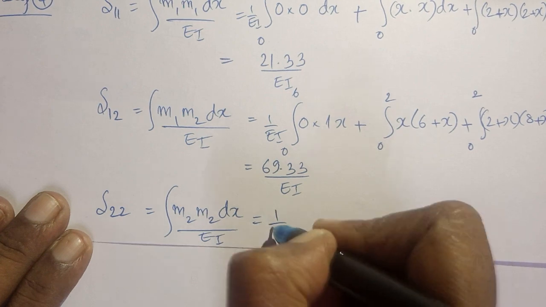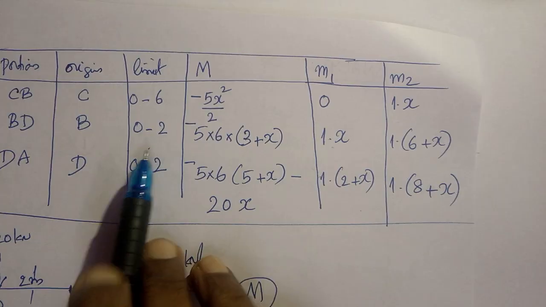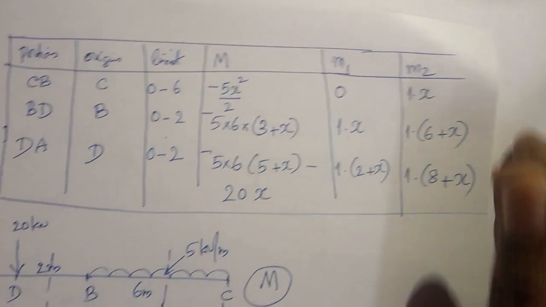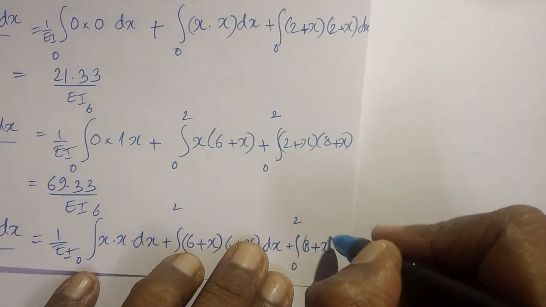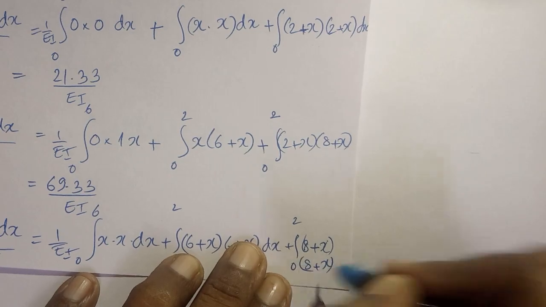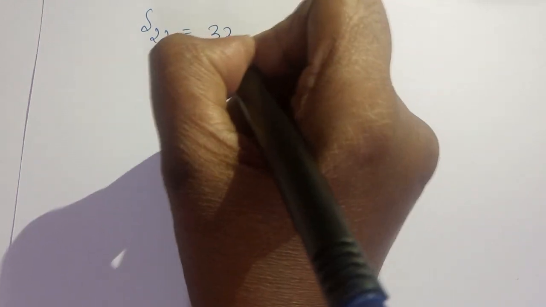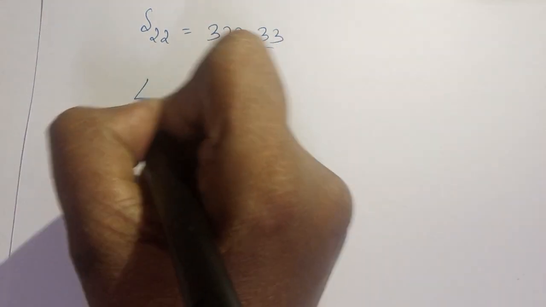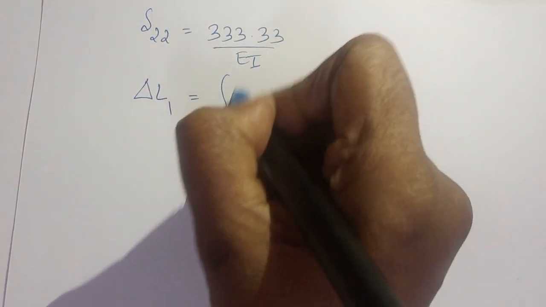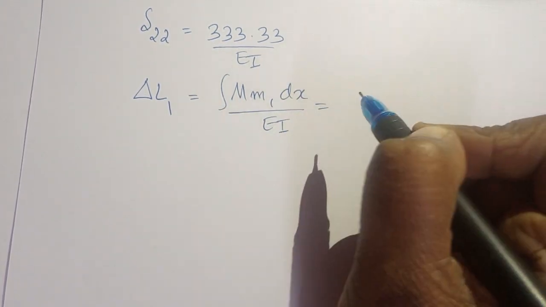Next is delta 2 2, integral M2 squared dx by EI. So that is equal to 1 by EI. First portion 0 to 6, the expression is x. 0 to 2, 6 plus x. 0 to 2, 8 plus x into 8 plus x. So we'll get the result delta 2 2 as 333.33 by EI.